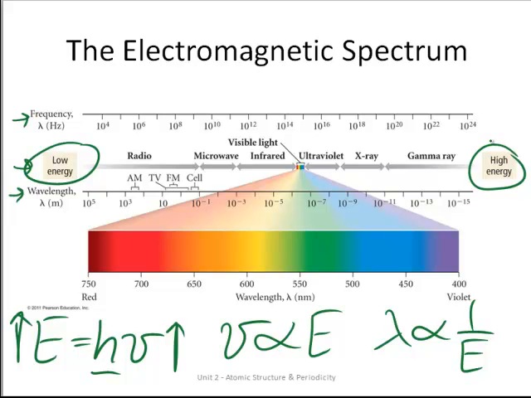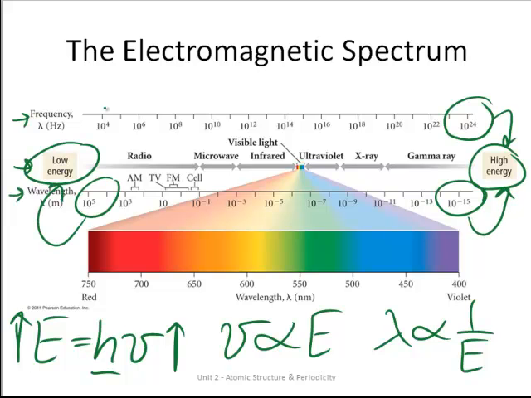So radiation with very, very high frequency is also high energy, and radiation with very, very small wavelengths is also high energy. Long wavelengths are associated with lower energy, and small frequencies are associated with lower energies as well.